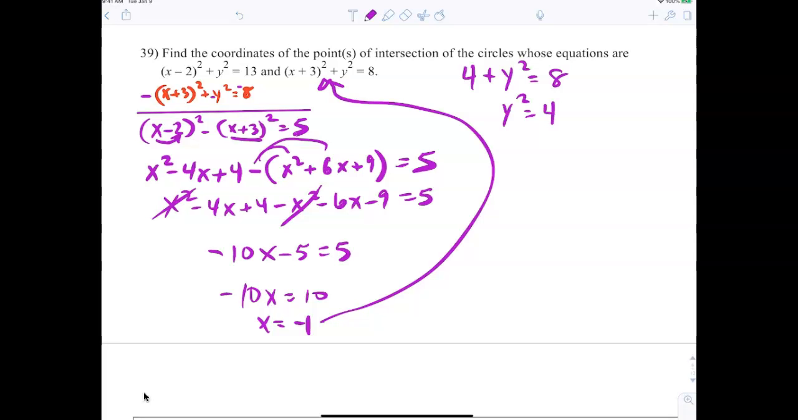Now, you have to be careful. Here's where everybody makes a mistake. Y is equal to what, guys? I knew you were going to say that. What does y equal, guys? Square root of 4, brilliant. Square root of 4 is 2, but what are you forgetting?